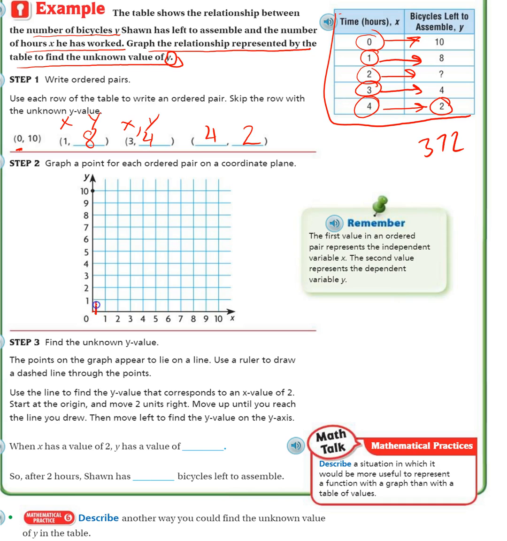All right, so when X is 0, Y is 10. So I put a dot there. Now when X is 1, if I go over to 1, Y is 8. So I go up to 8 and graph my next point there. When X is 3, Y is 4, so I go from 3 up to 4. And when X is 4, Y is 2. I graph my point there.